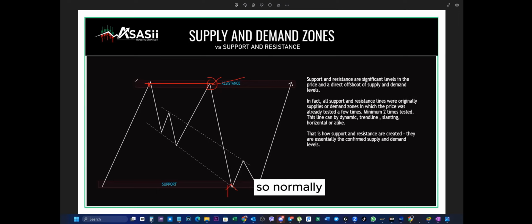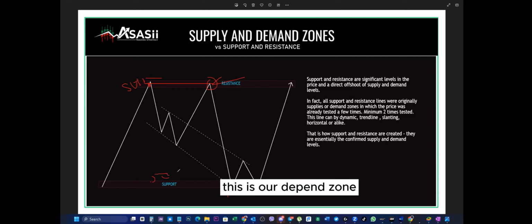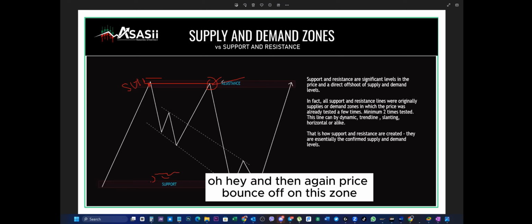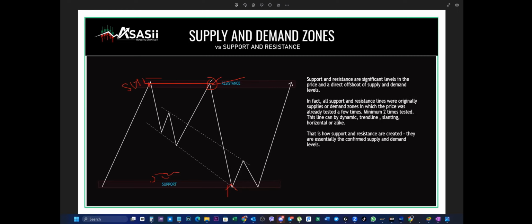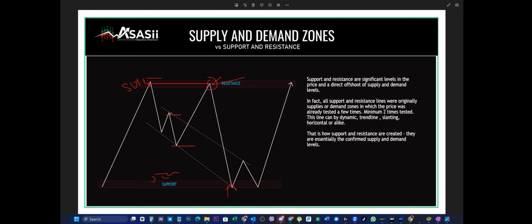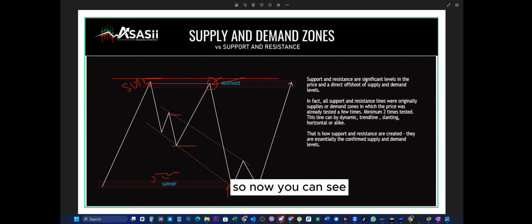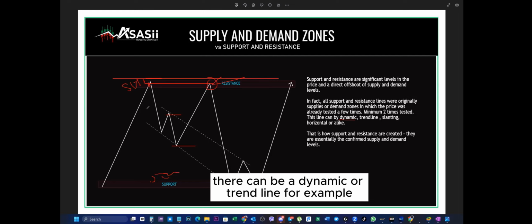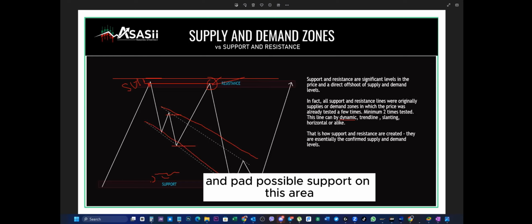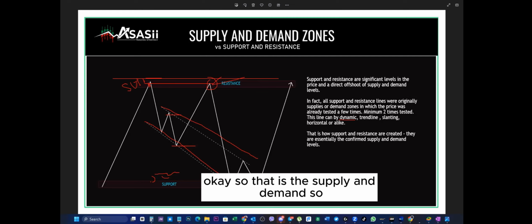So normally, for example, this is our supply zone. This is our demand zone. Okay. And then again, price bounces off on this zone. We can call it a resistance and support. And we can also have a minor support and resistance in between. So for example, in this time frame, there can be a dynamic or trend line. For example, this one will be a possible resistance and possible support on this area. Okay, so that is the supply and demand zone.